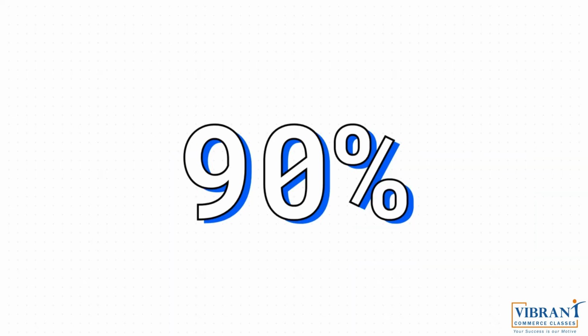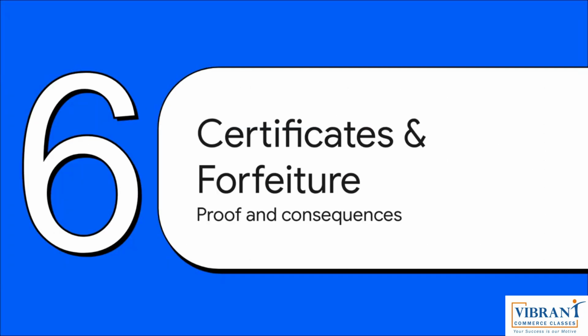All right, if there is one number you memorize from this section, make it this one, 90%. This is the minimum subscription required by SEBI. It means if a company can't convince the public to buy at least 90% of the shares they're offering, the whole deal is off. The issue fails and every single applicant gets their money back. It's a huge deal. We are on the home stretch now.